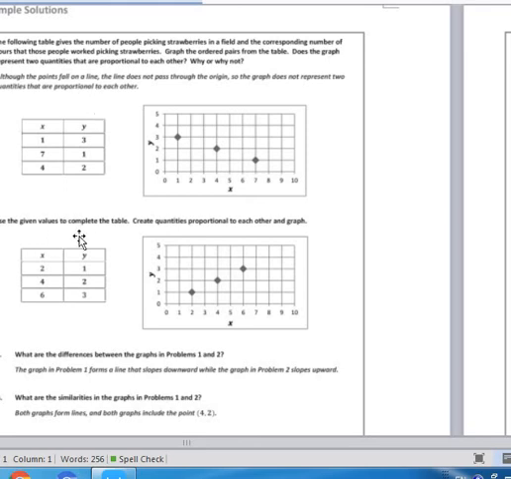Use the given values to complete the table. Create quantities proportional to each other and graph. 2 and 1. 4 and 2. 6 and 3. Okay, here are the questions.